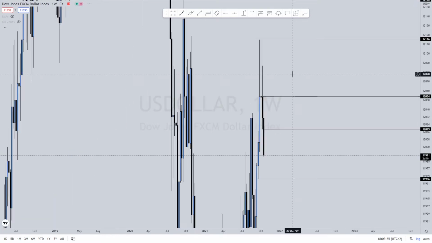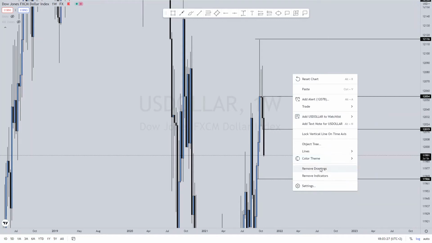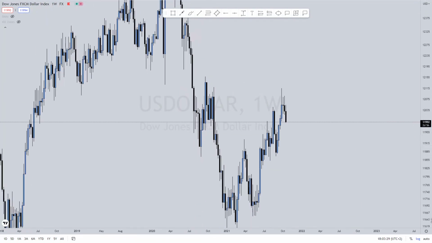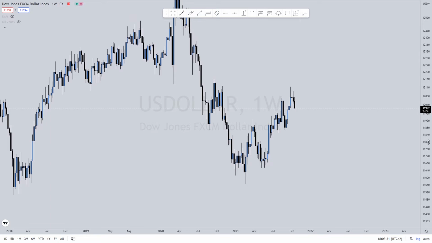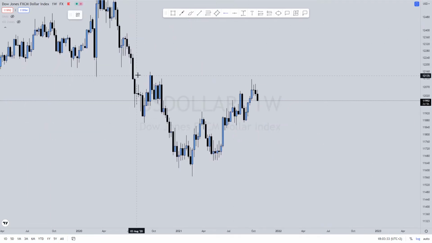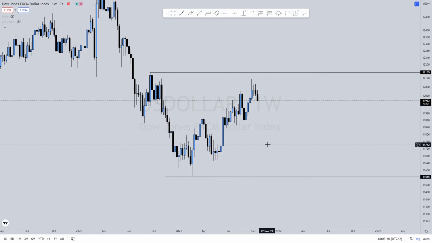So I'm just gonna start off on my weekly time frame, guys. Gonna clean everything. So what we can see here on the dollar index is that we have our weekly high structure points right there, and here we can see we have our weekly structure low points, right?